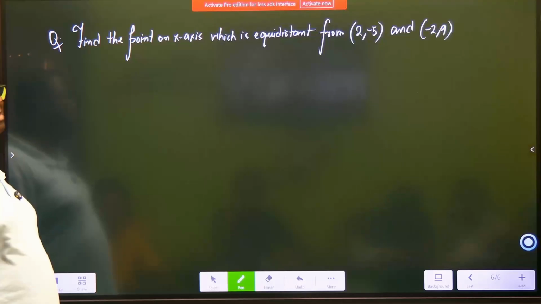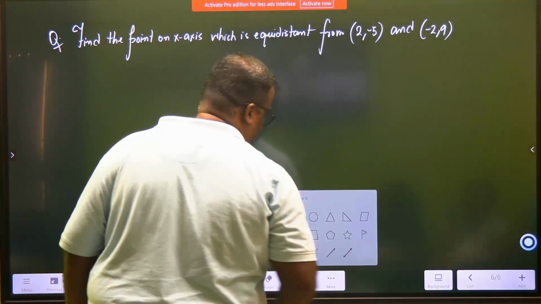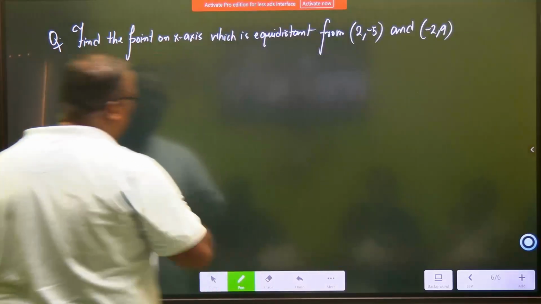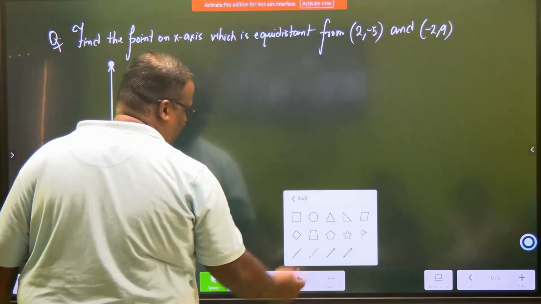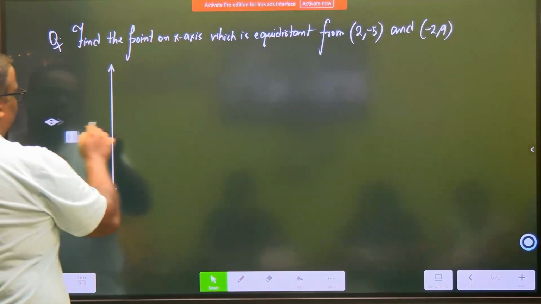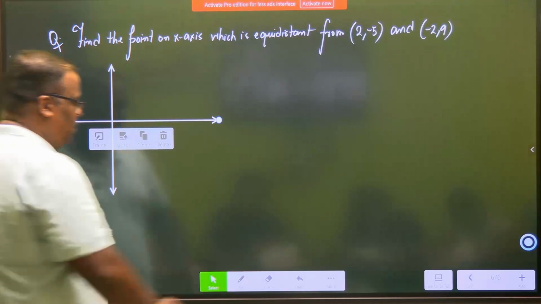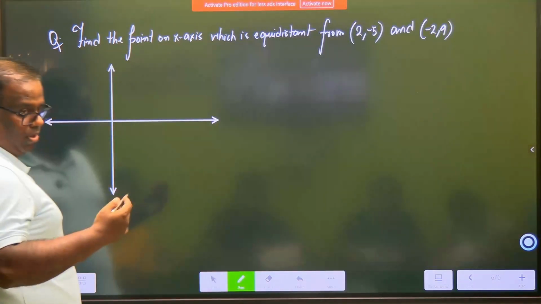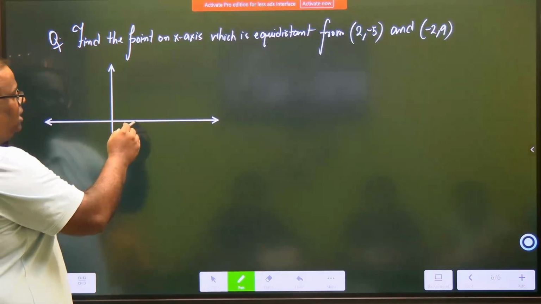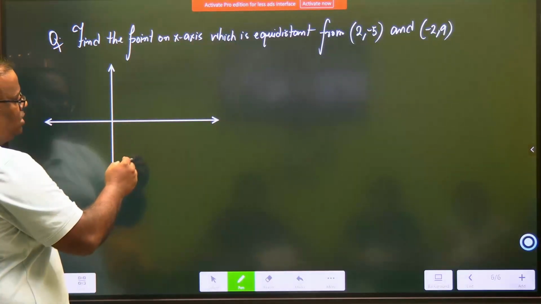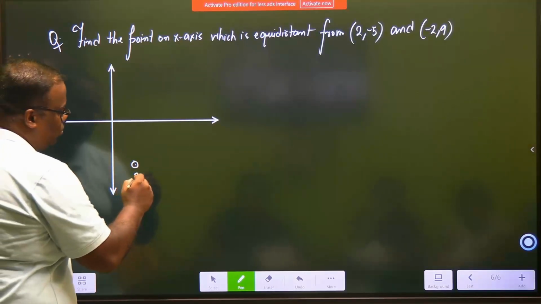Let's do this problem. You can actually draw realistic points also, or if they are not realistic, they don't matter. Ultimately you will get the same answer. So let's see, we have a point which is (2, -5). Look how I do it: 2 is like 1, 2. Minus 5: minus 1, minus 2, minus 3. So (2, -5) is somewhere here. This is the point (2, -5).